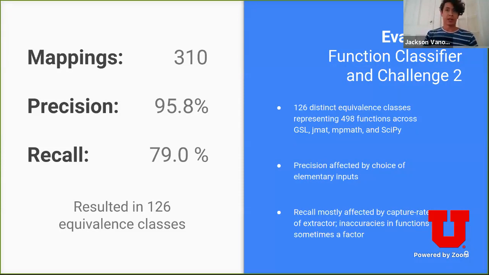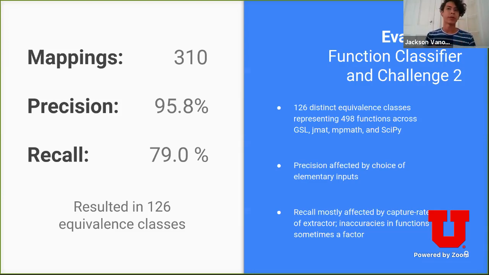So for our evaluation, let's talk about the function classifier and how well it finds function synonyms. It generated 310 mappings between function synonyms with a 95.8% precision and a 79% recall. Ultimately, this resulted in 126 distinct equivalence classes of special functions that represented almost 500 of those special functions across GSL written in C, JMAT written in JavaScript, and MPMath and SciPy written in Python. We calculated the precision and recall manually.